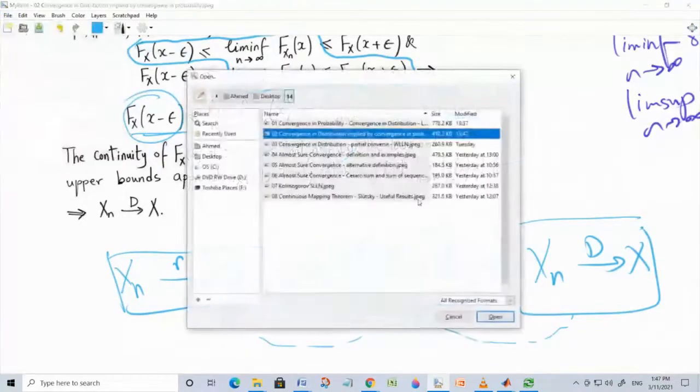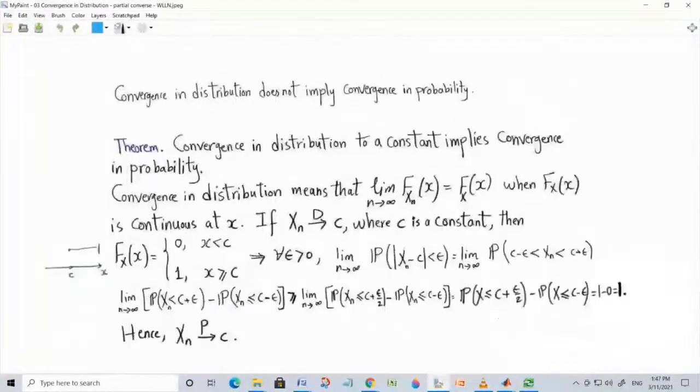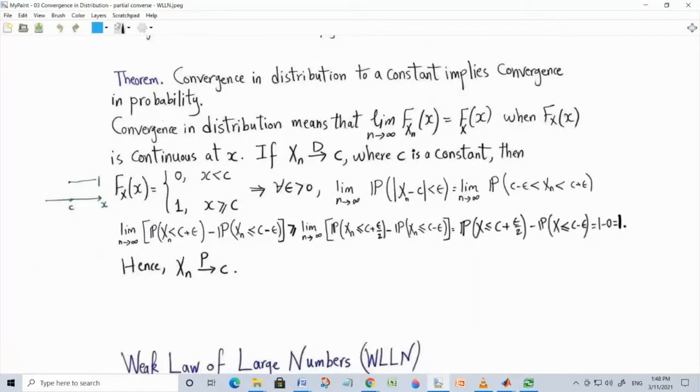Any questions? I think in the notes you'll find a counterexample, so you can have convergence in distribution and no convergence in probability. However, if you have convergence in distribution to a degenerate random variable, to a constant, then you also have convergence in probability. So convergence in distribution to a constant implies convergence in probability. There is also a partial converse. Here is the proof. It's not difficult. You can go through it.